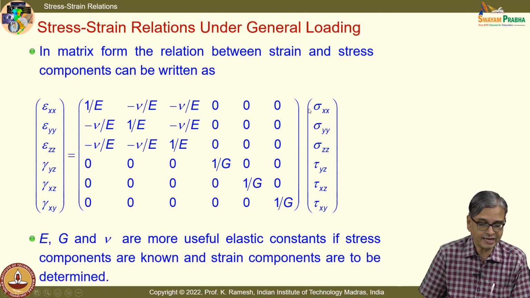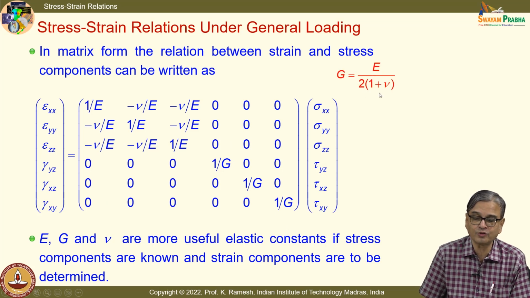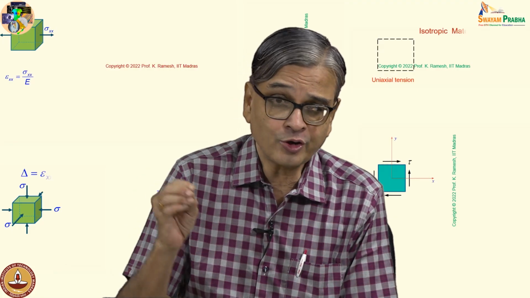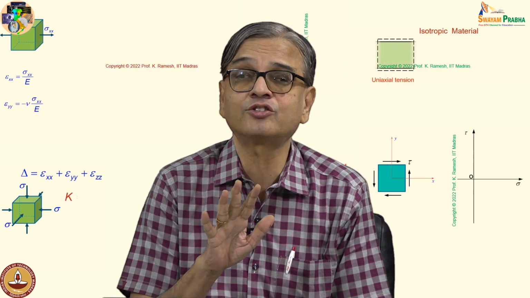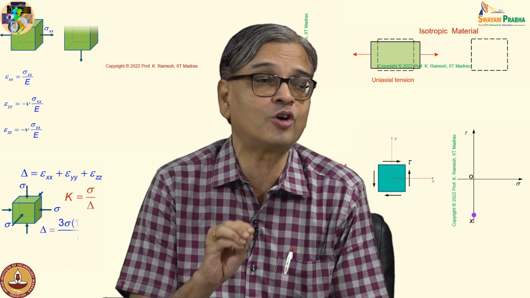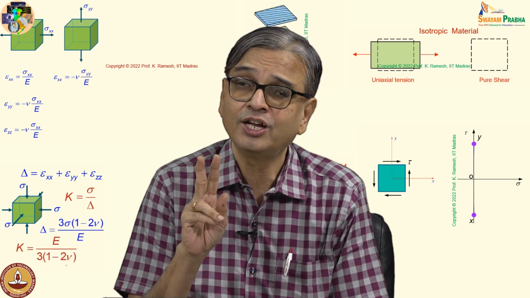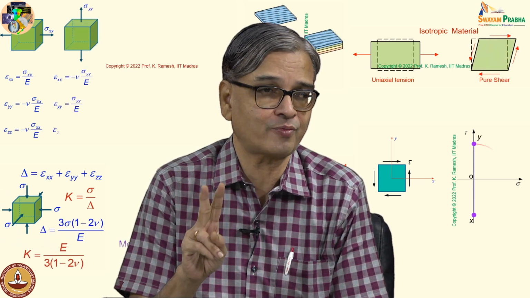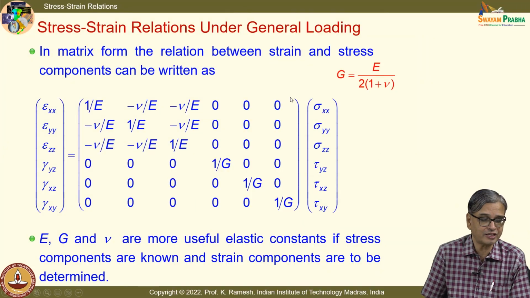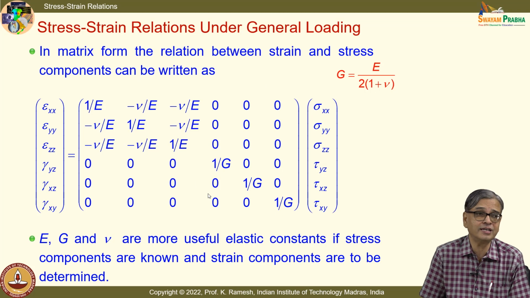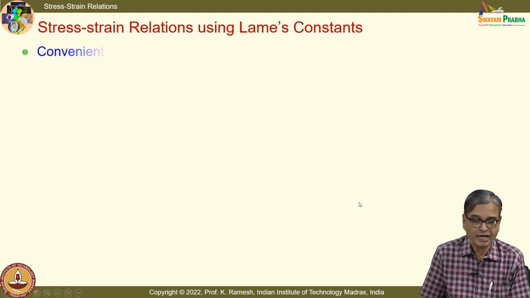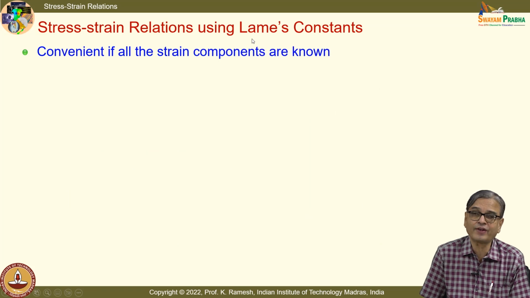And here again I emphasize that E, G and nu you have, and G equal to E by 2 into 1 plus nu. Again, to remind you that when we deal with isotropic materials, you have a greatest advantage. You have only 2 elastic constants that are required. Even though I have 3 in the matrix here, only 2 are sufficient, because the third one is dependent on the other 2. I can also write it in terms of Lamé's constants.